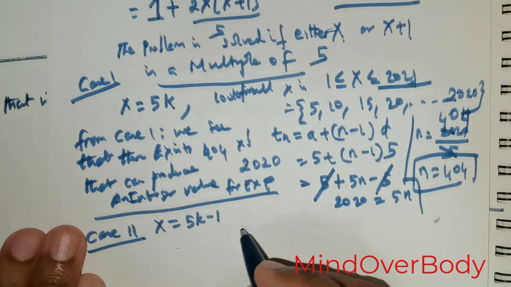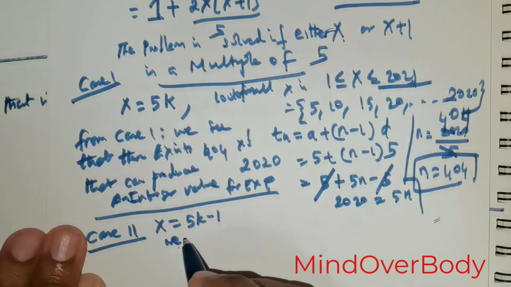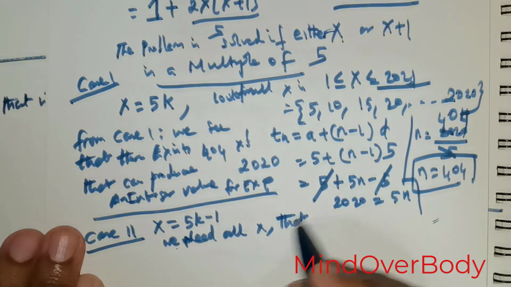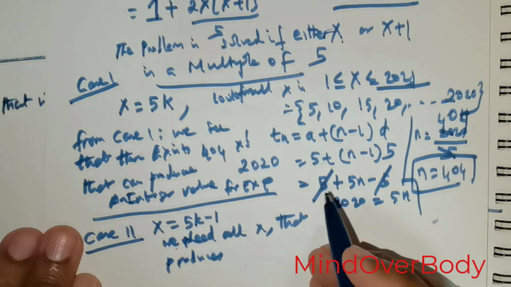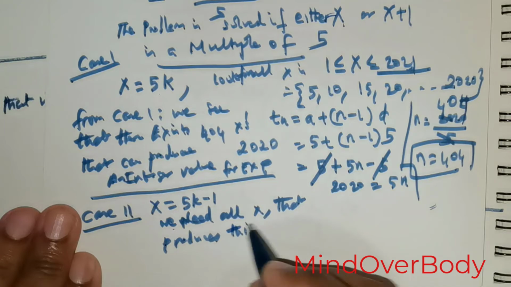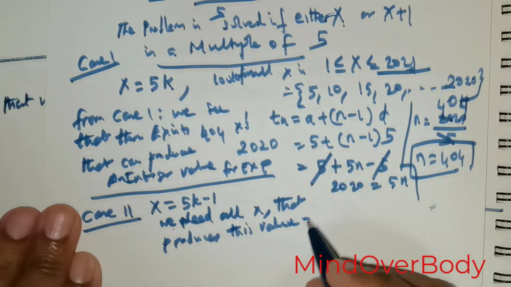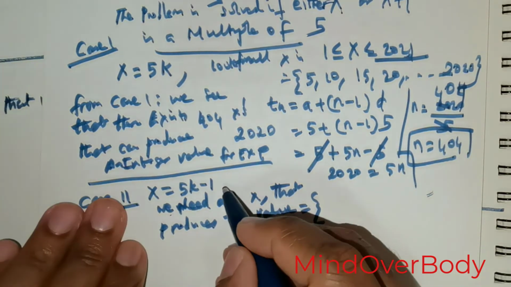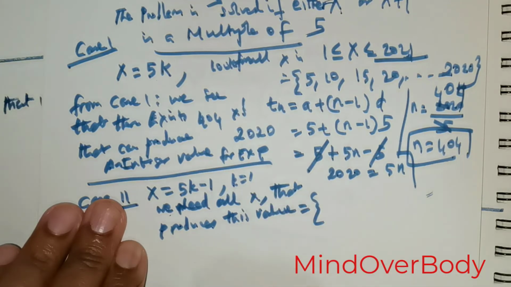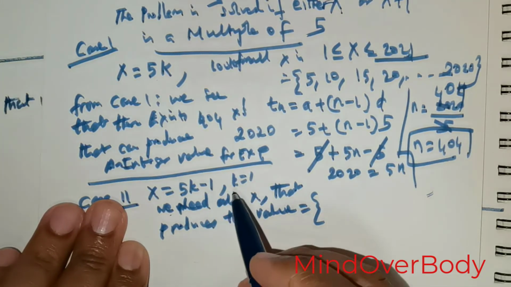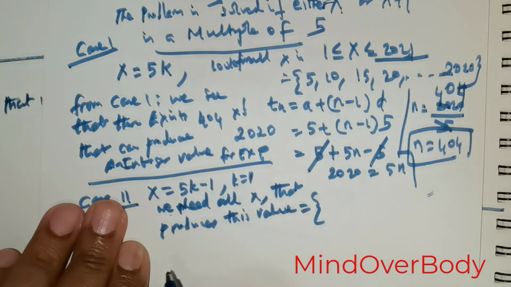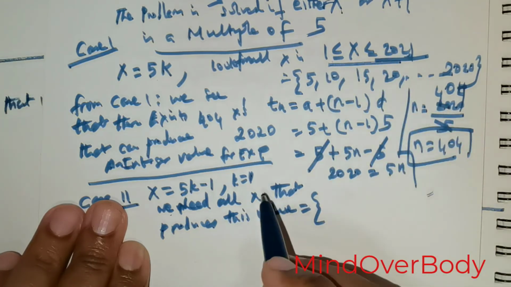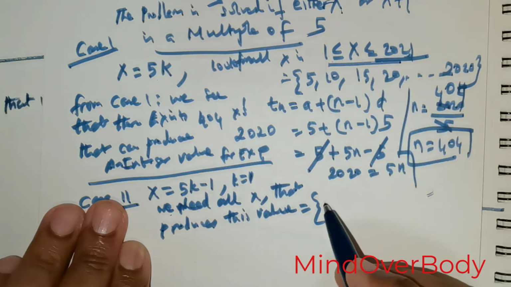Now that would mean we need to choose all x that produces this value, of course, in the given range. So let me write that down. What is the first value? Now if I were to take k is equal to 1, of course I start with k is equal to 1. I can't take k is equal to 0, because this is the interval we have been given. So if I take k is equal to 1, I would get the first value as 4.